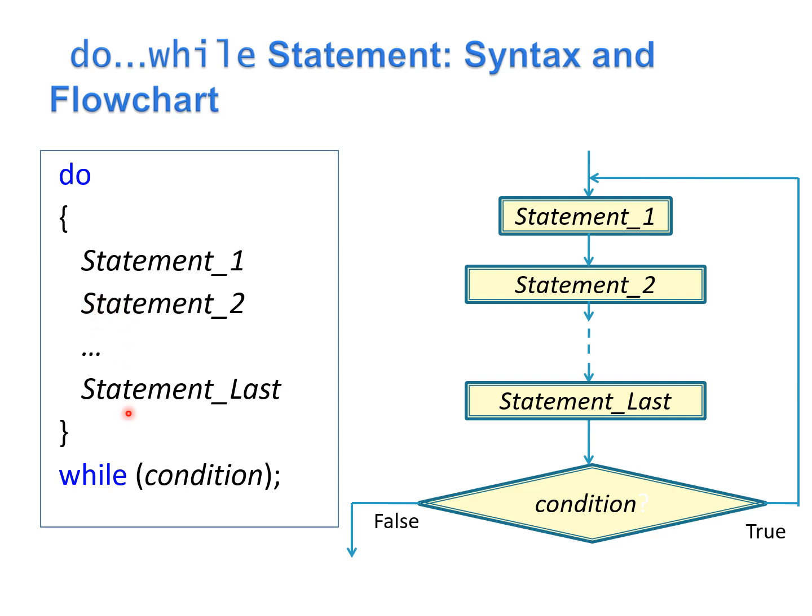The while part starts with the keyword while, followed by the loop continuation condition in the parentheses as in the header of a while statement. But in the do while statement, you need to place a semicolon at the end of the while part. The control flow in the do while repetition statement is a little bit different from that of the while statement and the for statement.